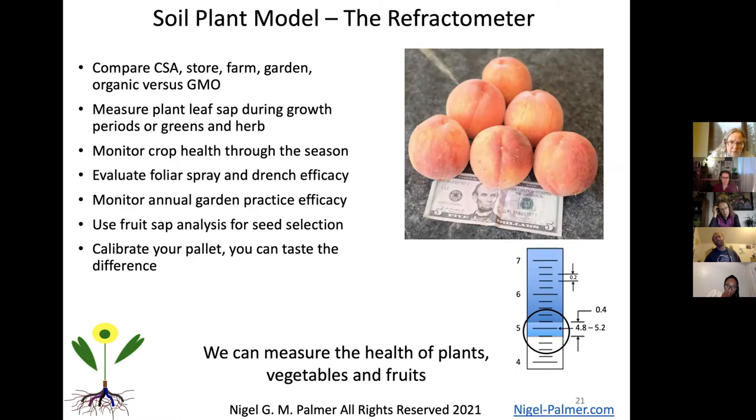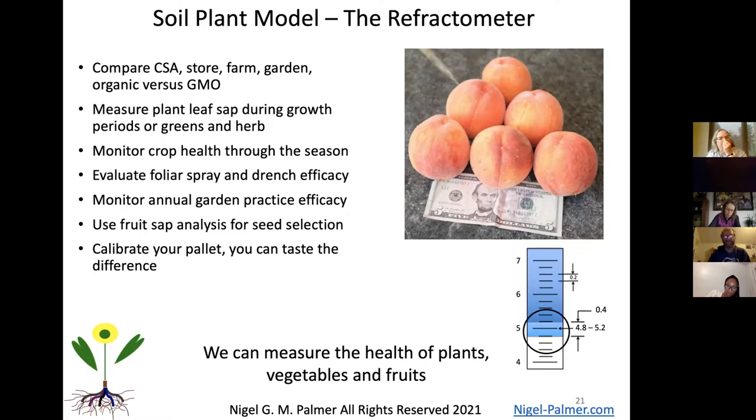And the reasons for using a refractometer are many. I like to use it to compare the different farms or stores or gardens that I purchase things from. I can use it to compare organic versus GMO. You might find some surprising results there. I think it's really important to measure plants in real time in the field by measuring the percentage of sap in their leaf during the growing season. You can also use it to monitor crop health, to measure the efficacy of your foliar spray or drenches, to monitor your practices year after year, and to measure the fruit that you want to save seeds from.